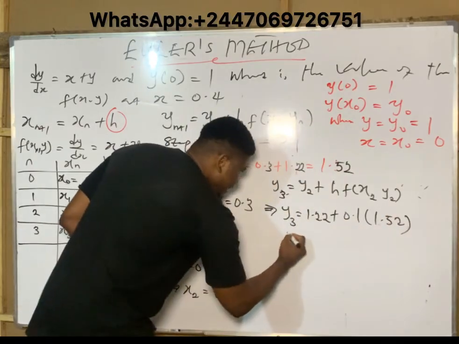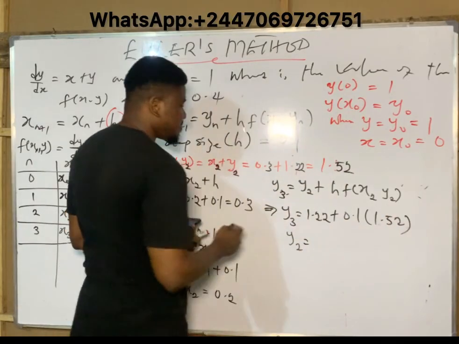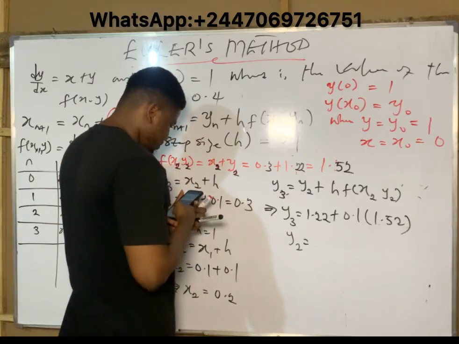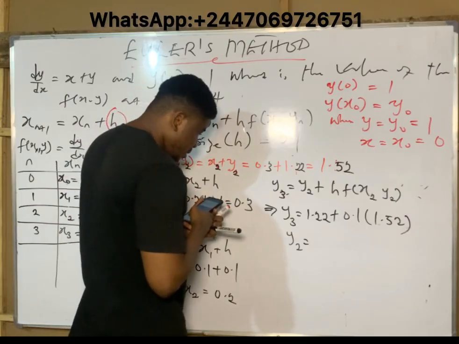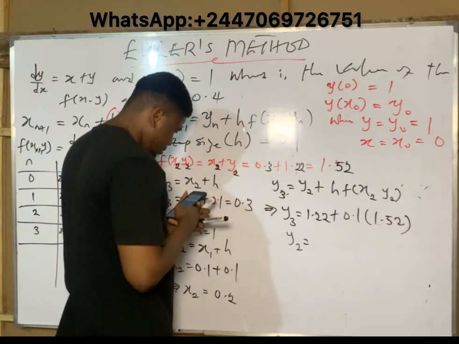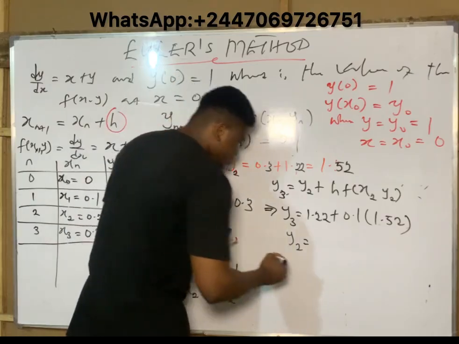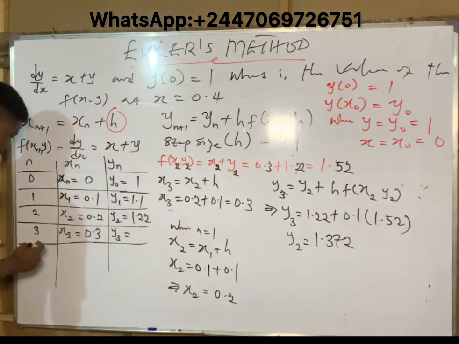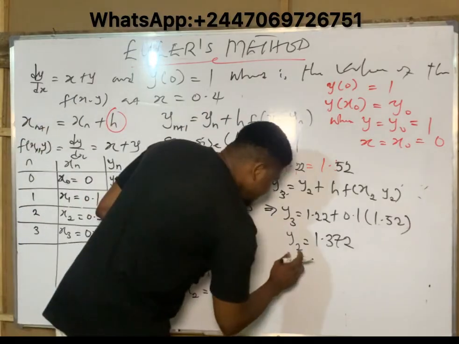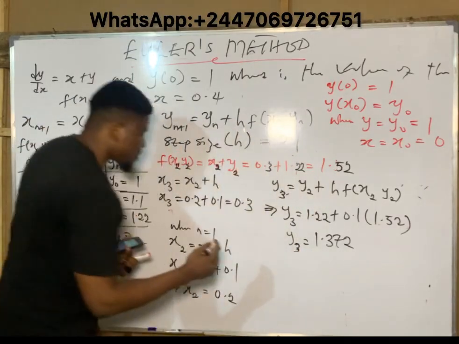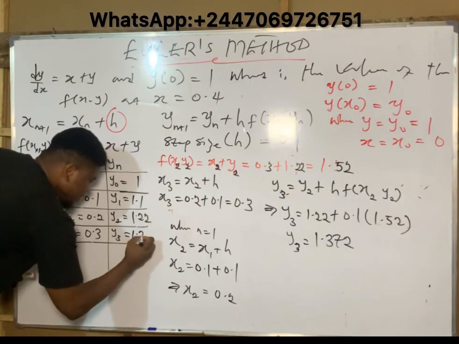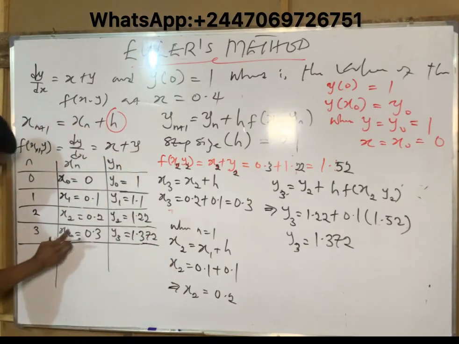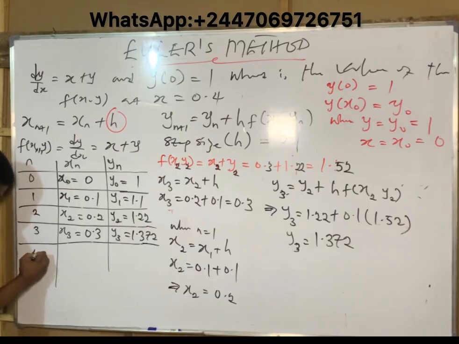We got it to be 1.52. So I will simply evaluate everything together: 1.52 multiplied by 0.1 plus 1.22. This gives me 1.372. So when n is equal to 3, y3 is 1.372. The next, since we are still at 0.3, now we consider when n is equal to 4.